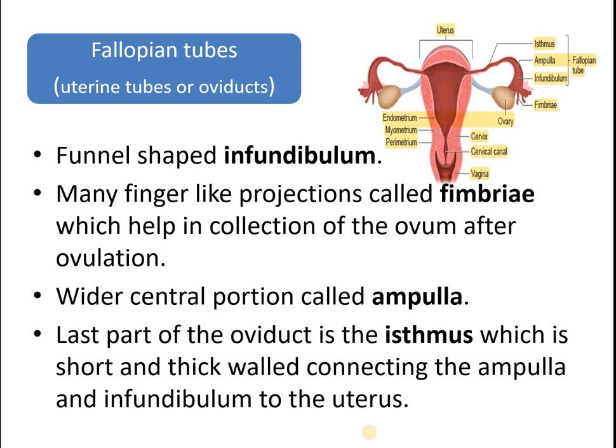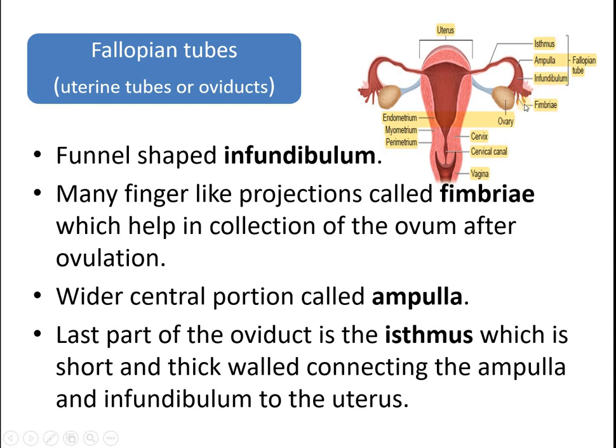First one, the fallopian tube. The fallopian tube is otherwise known as uterine tube or oviduct. You can see here, this is the ovary, and here you can see the fallopian tubes. First, there is a funnel-like structure, that is called infundibulum. You can see this is a funnel-shaped structure that is called infundibulum.